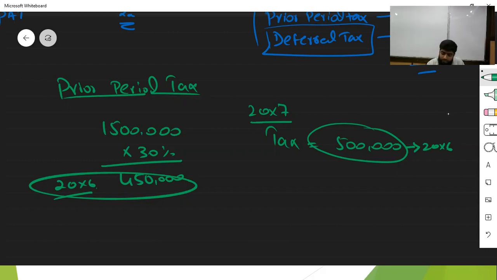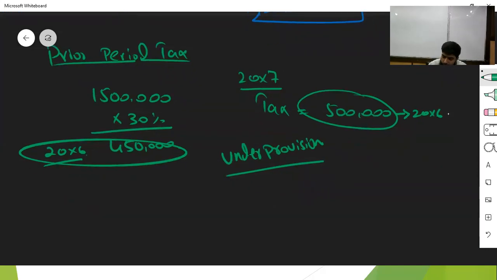That situation is known as under provision. You made an under provision in the last year. It means you recorded the tax expense as 4,50,000, but actually it was 500,000. So you need to increase the expense this year. So under provision means 50,000 will be recorded as an expense for this year.